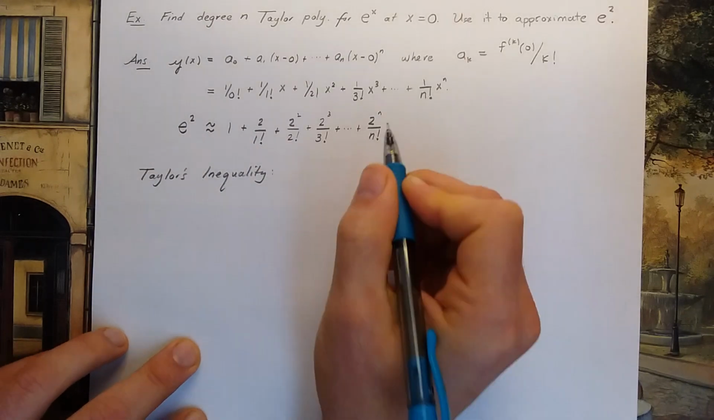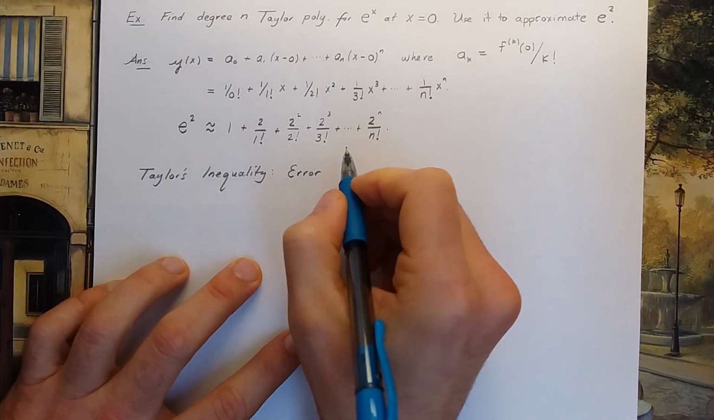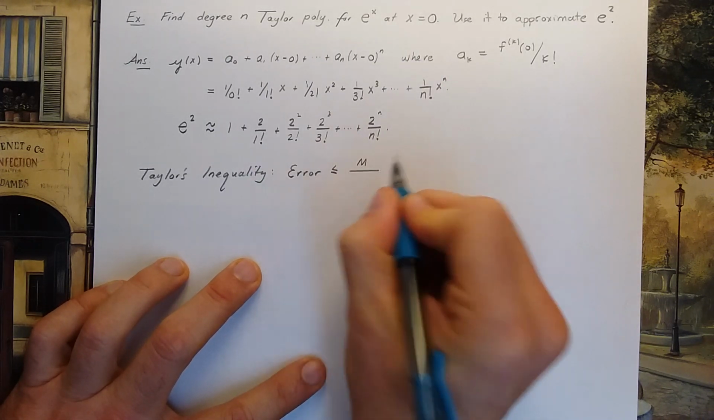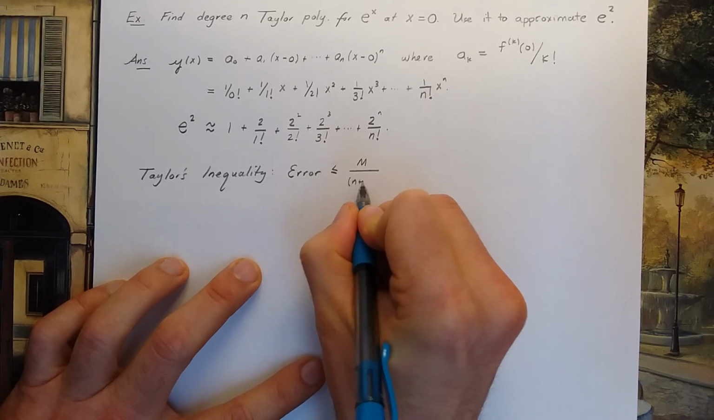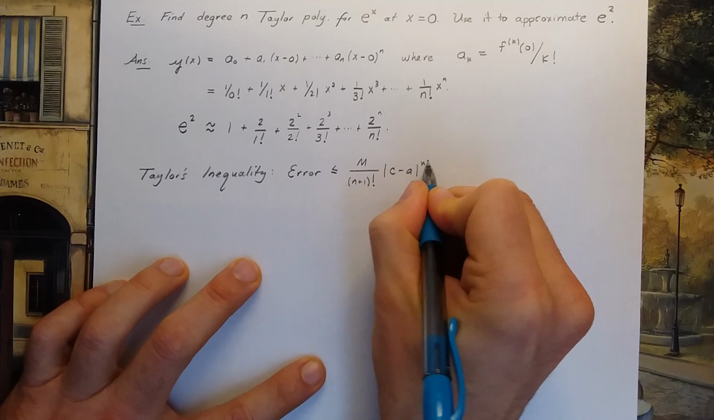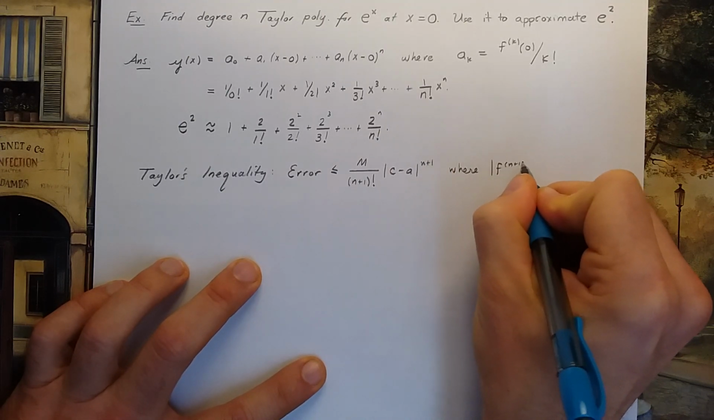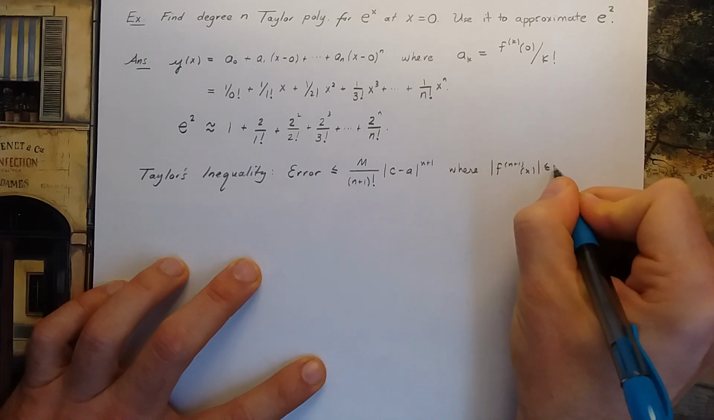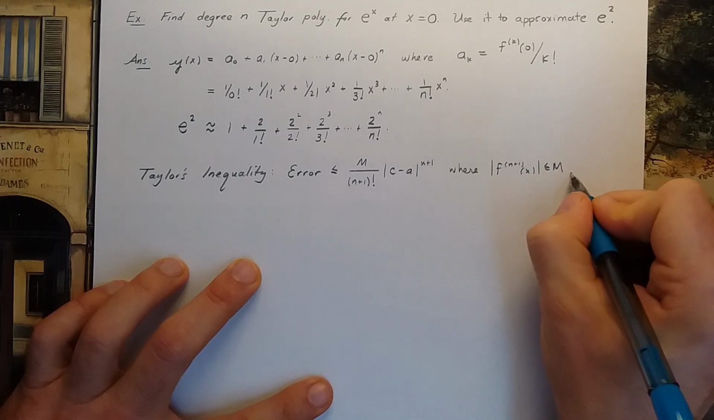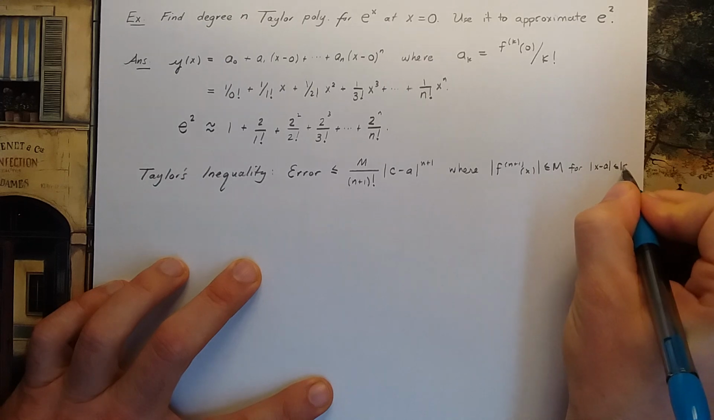I'll remind you of the statement of the theorem once again. It says your error when using the Taylor polynomial to approximate your function is less than M over (n plus 1) factorial times |x minus a| to the n plus 1, and that's where M satisfies this condition. The n plus first derivative of your function has to be less than or equal to M for values of x that satisfy this.